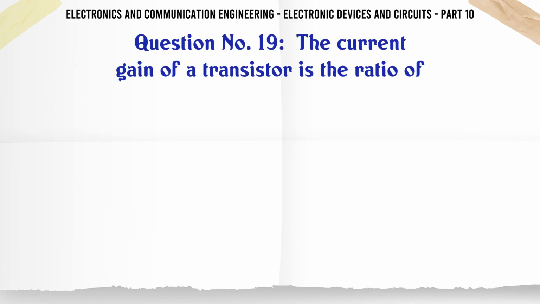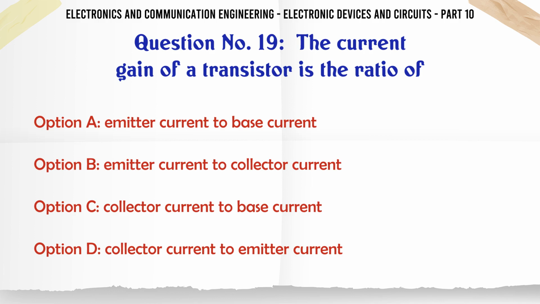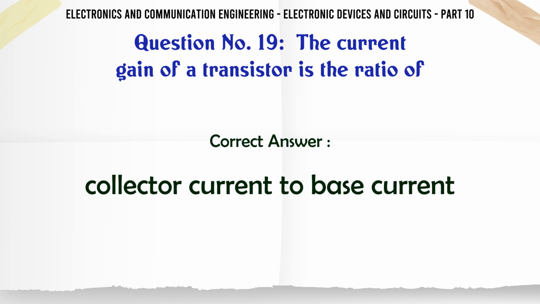The current gain of a transistor is the ratio of A. emitter current to base current. B. emitter current to collector current. C. collector current to base current. D. collector current to emitter current. The correct answer is collector current to base current.